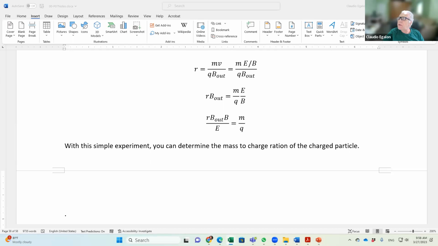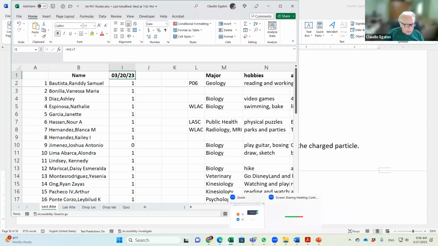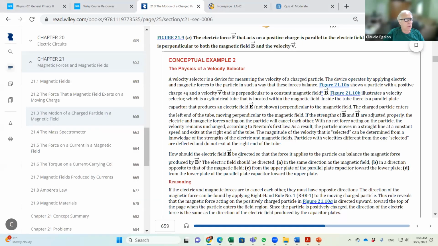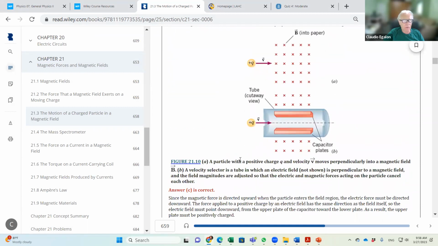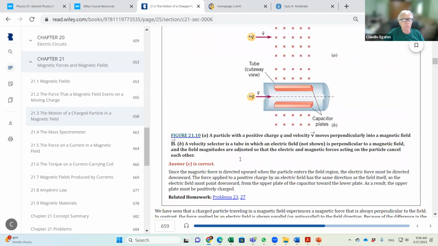And we have a lecture here. Let's take a quick look at the book, so we know where we are right now. The physics of the velocity selector.